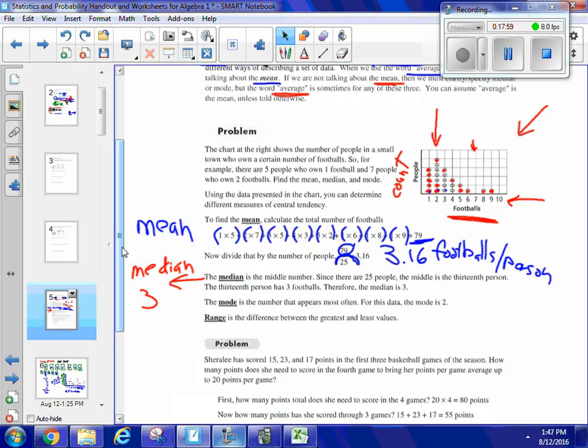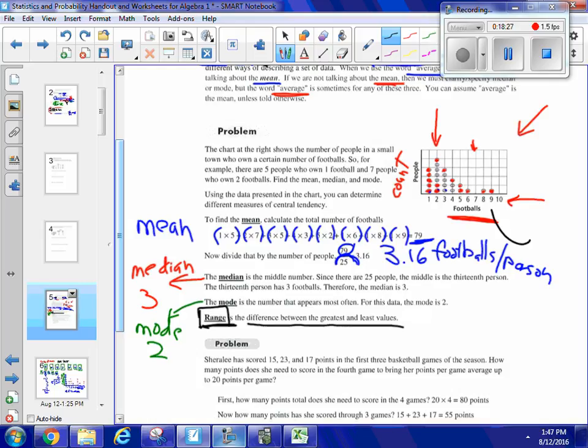Let's talk about range just for a minute here. Range is not exactly a measure of central tendency, but it's going to be important to understand information about the data. The range is simply the difference between the largest value and the smallest value. So in this case, our largest value, one person had 9 footballs, and our smallest was one person had 1 football, so our range is 8. That would be our range.